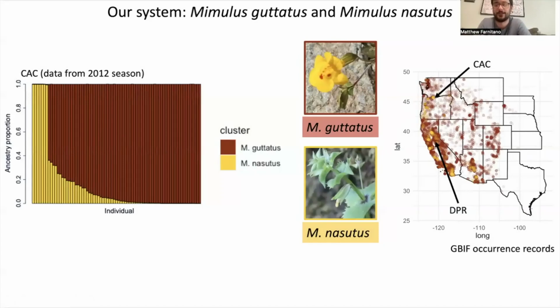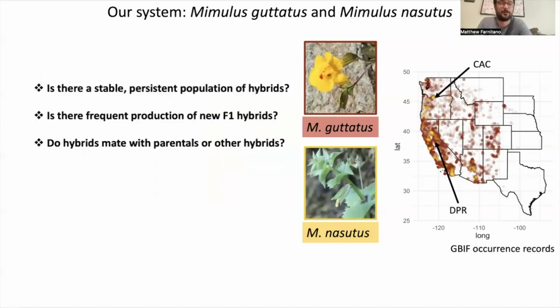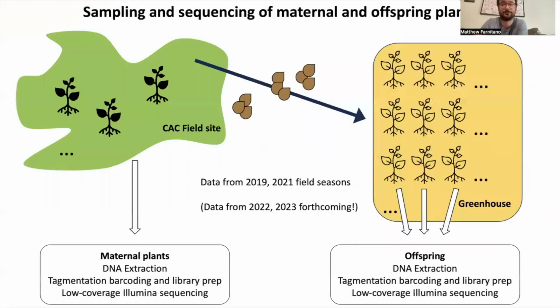And we want to look at this population in a little bit more detail and try to understand what's really going on. So first of all, we want to know, is there a stable, persistent population of hybrids? And if so, how is this population being maintained? Is there frequent production of new F1 hybrids every generation that's allowing the population to persist? Or are hybrids persisting by mating with other hybrids, creating this sort of hybrid swarm scenario? And then do hybrids mate with other parentals, or are they mostly mating with other hybrids? Is there connectivity between a hybrid swarm and the parental population?